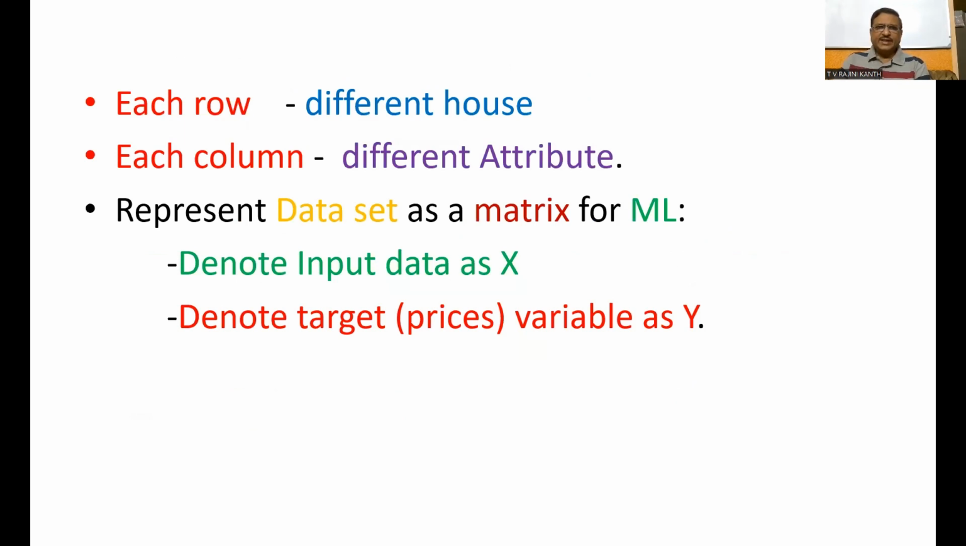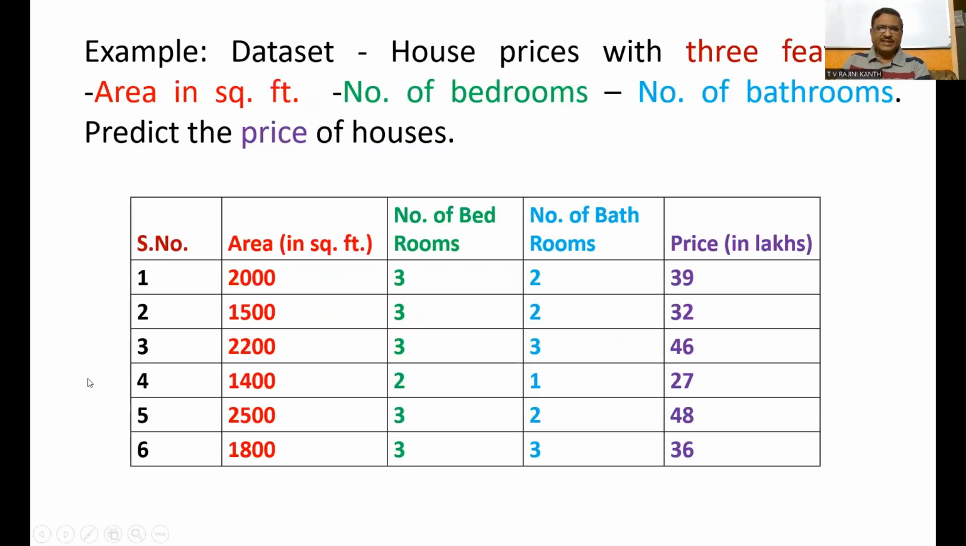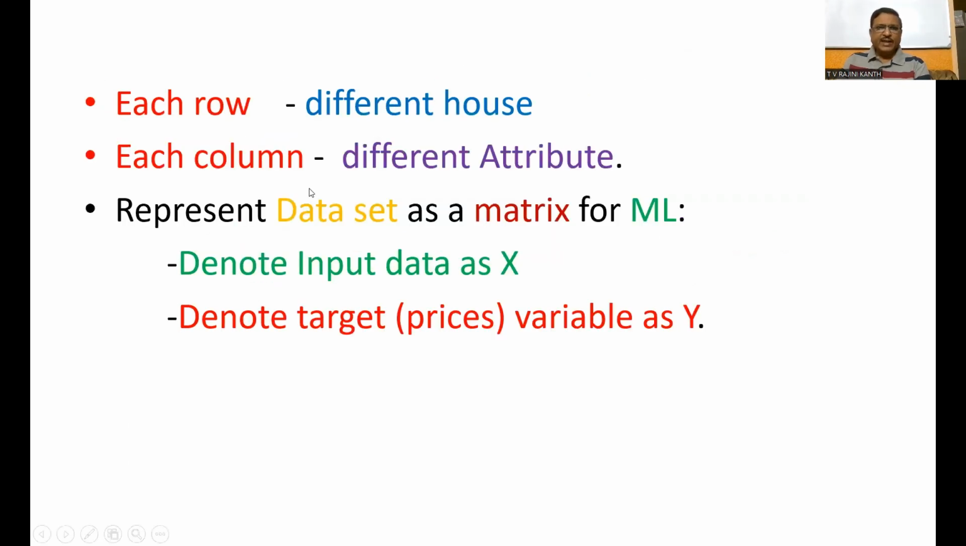Here, if you see, each row is a different house and each column is a different attribute. There are 6 houses represented. Each column is an attribute we are considering, which is called a feature, F-E-A-T-U-R-E. Here we represent a data set as a matrix for ML.